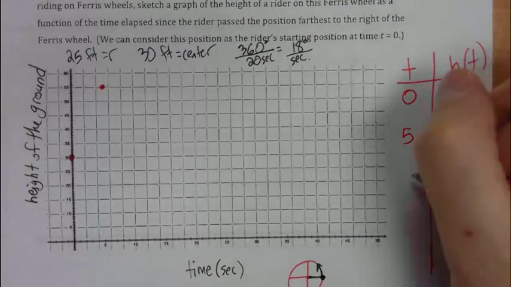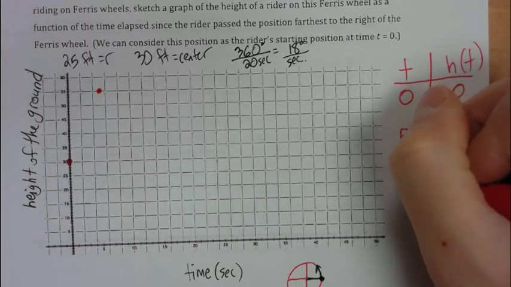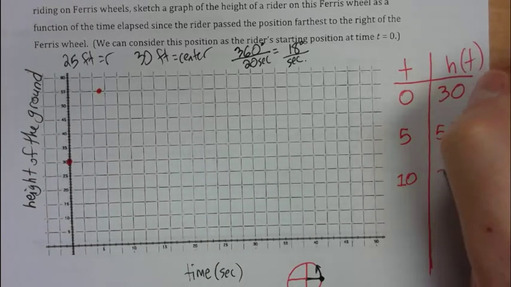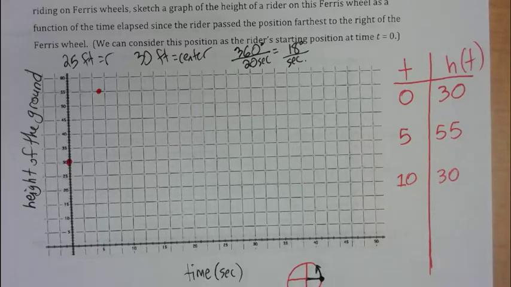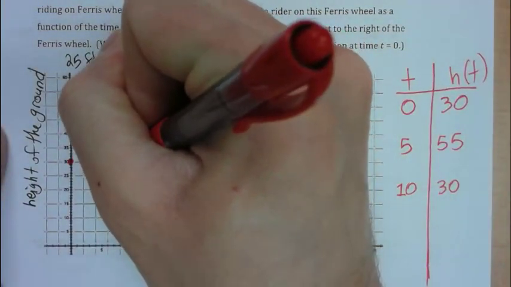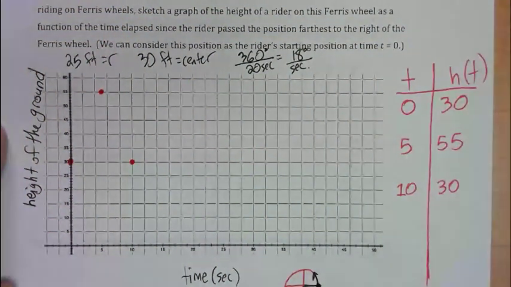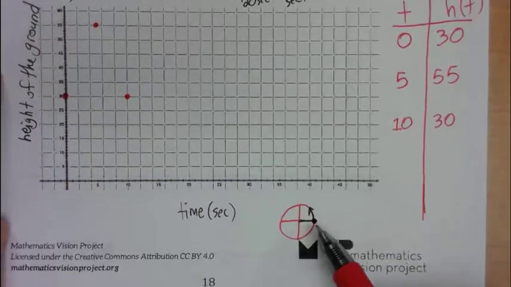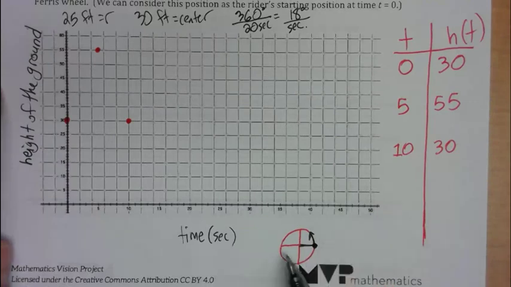Then we can skip again. Another quarter turn would be another 5 seconds, and then we're back down to 30 feet off the ground. So 10 seconds in, we are back down to 30 feet. So now we're on the left-hand side of our Ferris wheel, 30 feet off the ground.